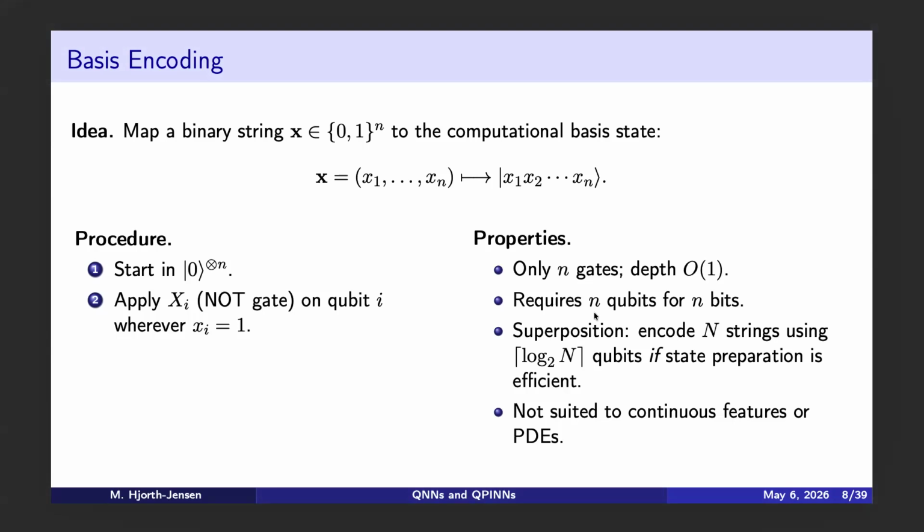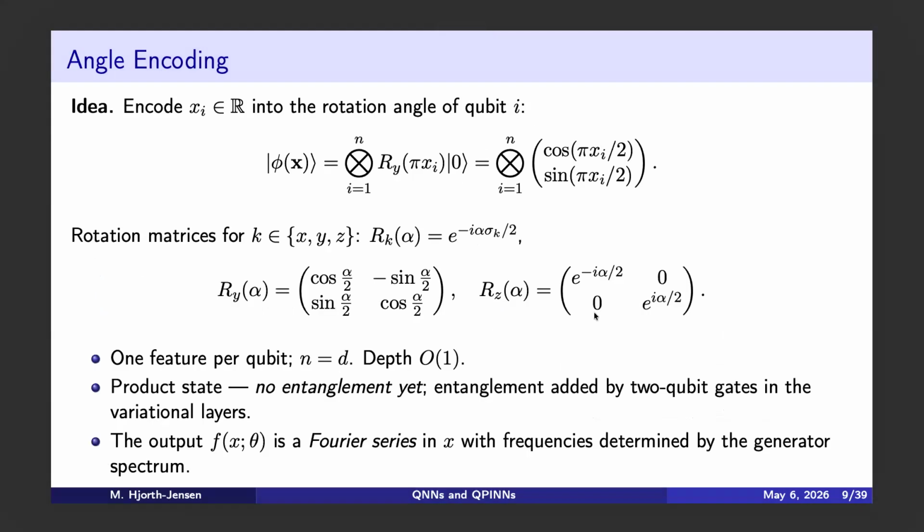So it requires n bits. And if you have a superposition, you need to encode n strings. That means log n qubits if state preparation is efficient. And this is not suited if you have continuous features for, let's say, a partial differential equation. So if partial differential equations are the interesting topic, forget about it. But if you have a very simple case, where you can get away with 4 to 10 qubits, then you can actually run this type of calculation.